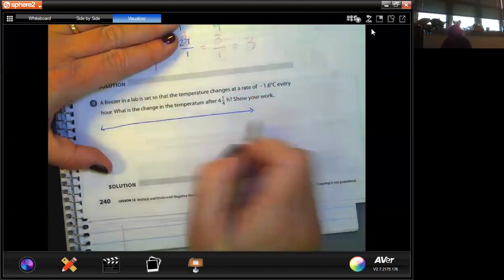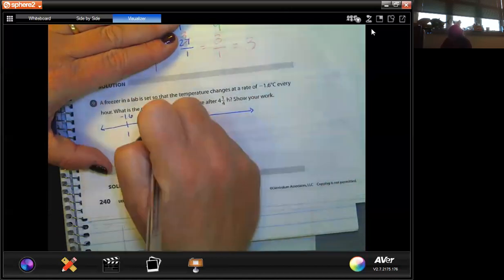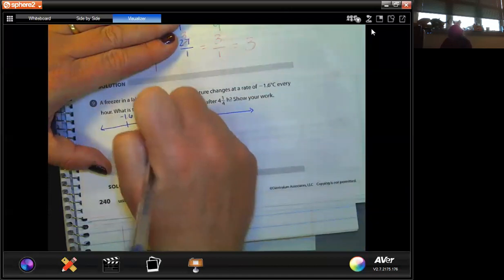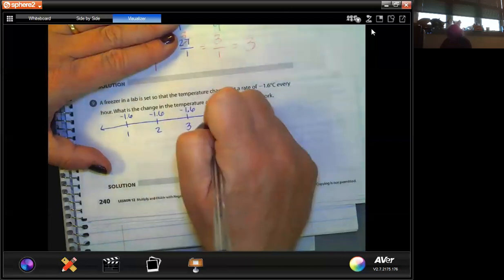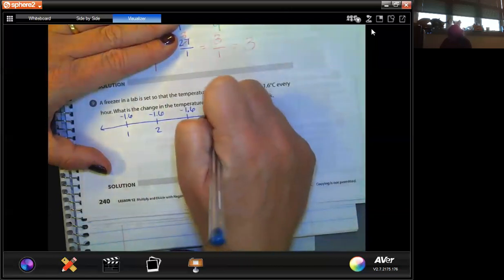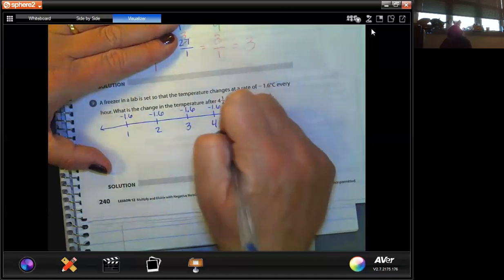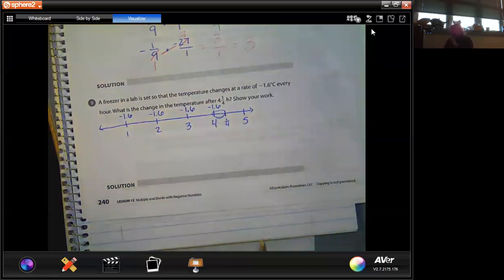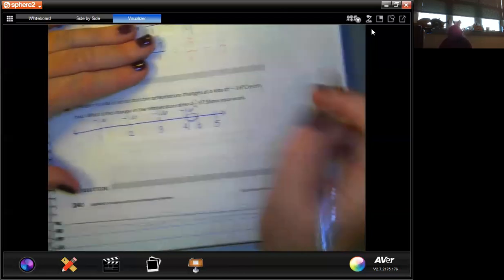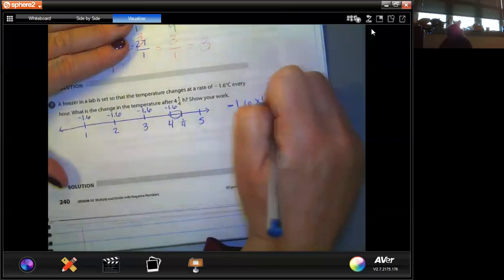If I put this on a number line, hour 1, it changed at a negative 1.6. Hour 2, another negative 1.6. Hour 3, another negative 1.6. Hour 4, a negative 1.6. And then it doesn't go all the way. It only goes to a 1/4. So there's that little itty bitty piece that we would have to figure out. So the better way of doing it is we are actually going to multiply negative 1 6/10 times 4 1/4.